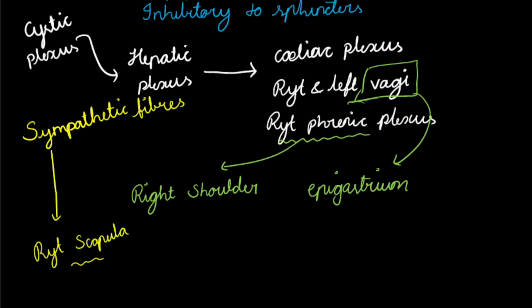So for example, if the pain is traveling through the vagus, we can experience the pain in the epigastrium, and if it is traveling through the phrenic nerve, in the right shoulder blade, and if the pain is traveling through the sympathetic fibers, in the right scapula. So this is one of the clinical significances regarding the referred pain.